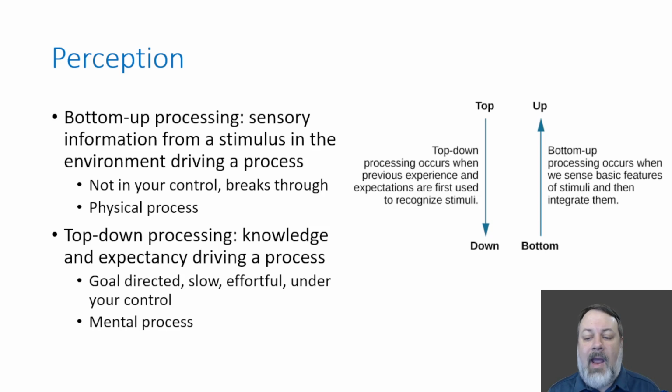On the other hand, top down processing is where you have a certain knowledge and expectation that is driving the process. This is a goal directed, slow, effortful process that you do control. So you could think about this like if you are looking for your keys that you've misplaced. As you're looking around your room or your house, you're looking for particular things. First of all, you know what your key looks like.